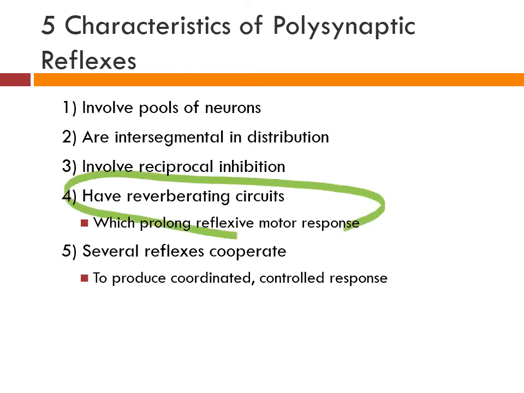So in our crossed extensor reflex, the reverberating circuit is going to allow us to continue to stand on our left leg as long as the right leg is up in the air. And there are several reflexes that cooperate to produce a coordinated and controlled response.